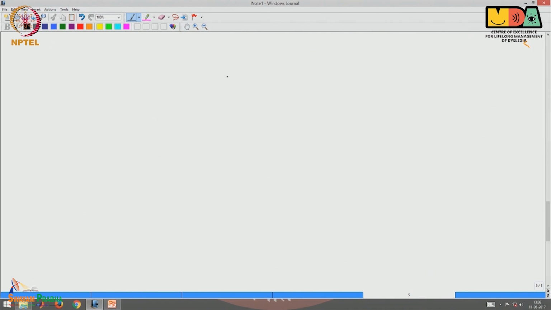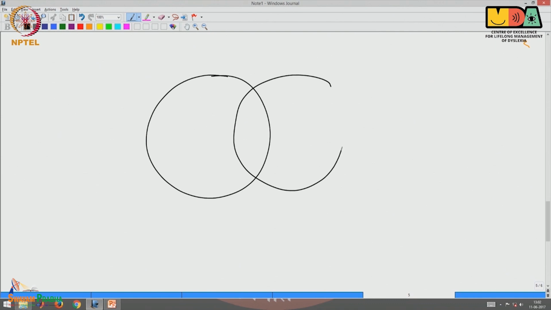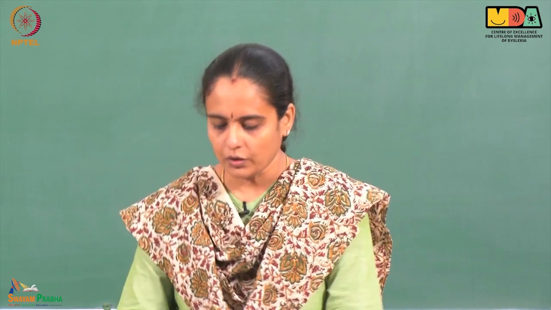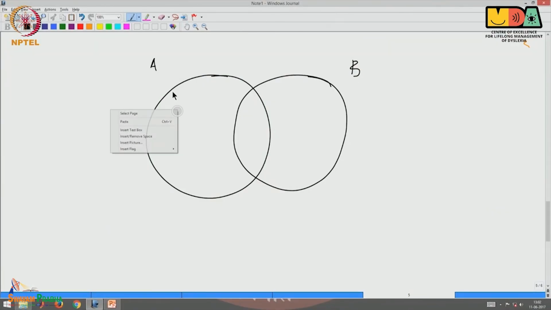Venn diagram has two circles intersecting each other. In math, you might even have three circles intersecting each other, but for study skills, for convenience sake, we use only two circles. So, let us name the circles A and B. I am going to compare circle A and circle B. This is just for an example. So, the area here belongs exclusively to A and the area here belongs exclusively to B.